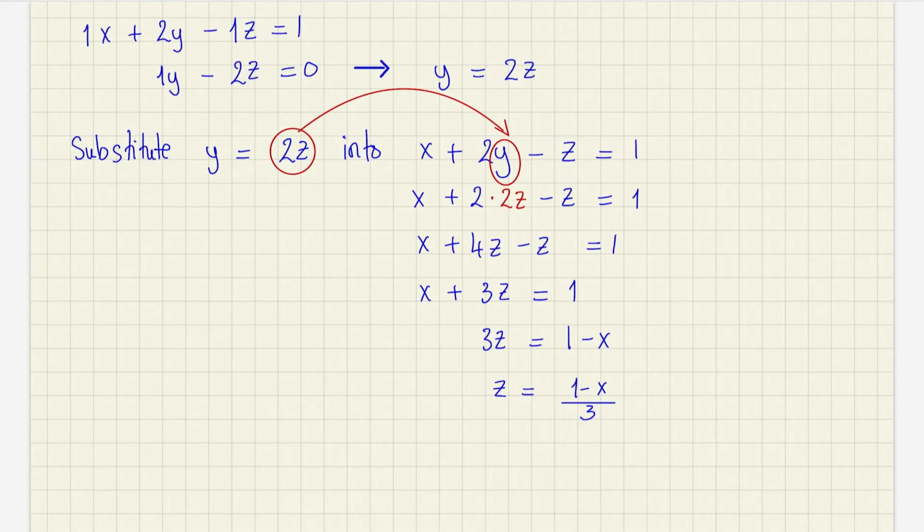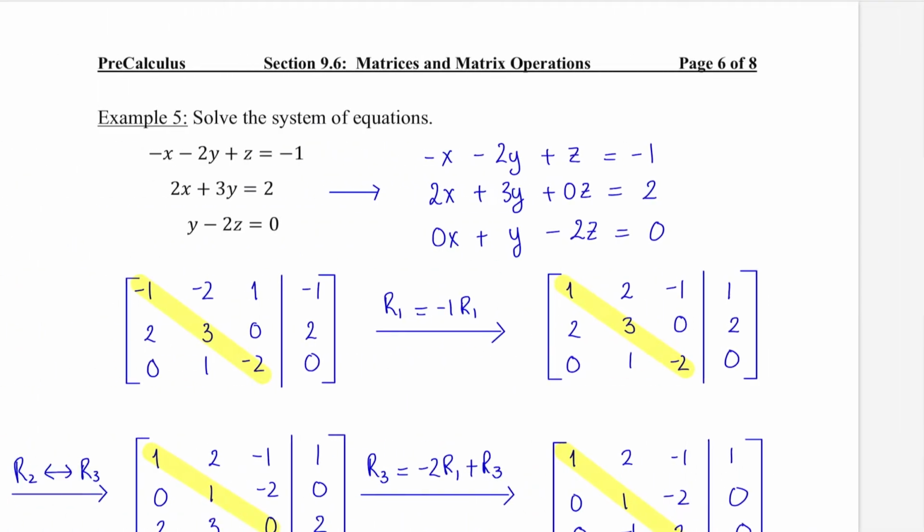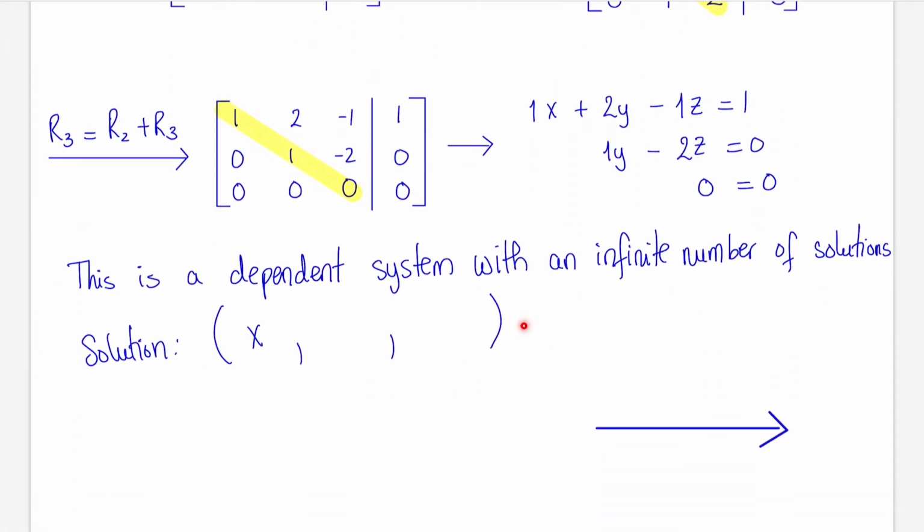So if I go back to my ordered triple, this is the place for z. And z is equivalent to (1 minus x) over 3. So I'm going to put (1 minus x) over 3 here.